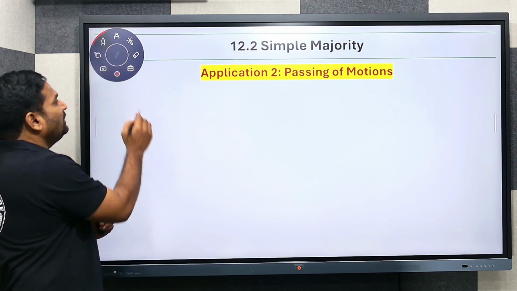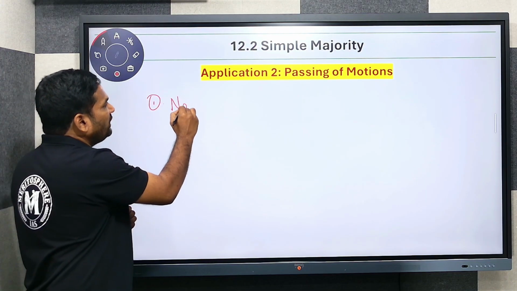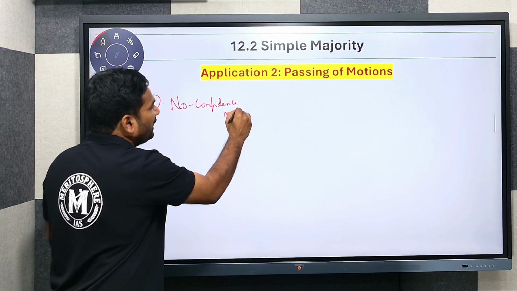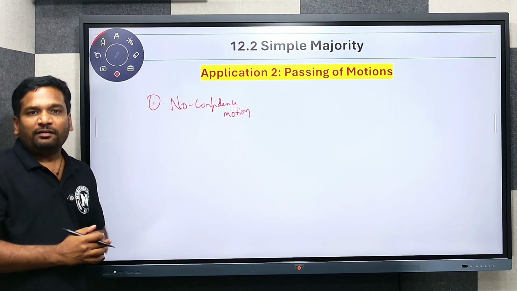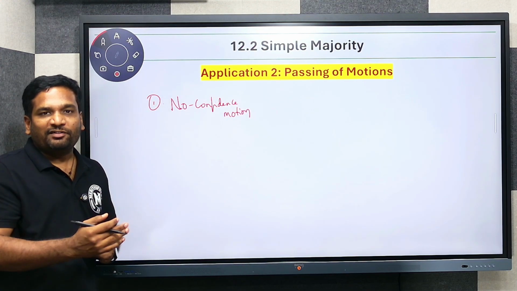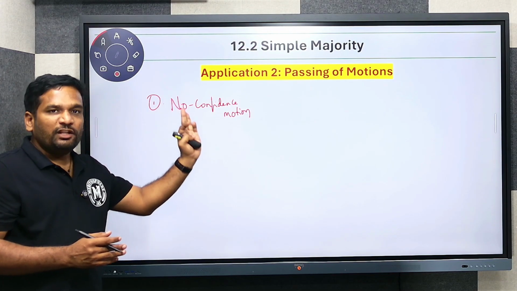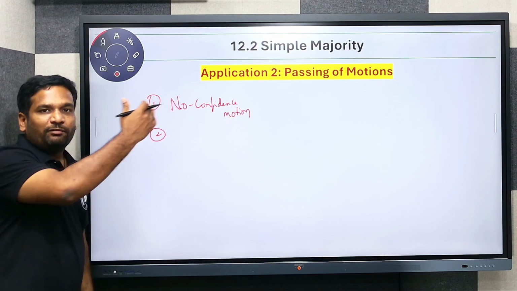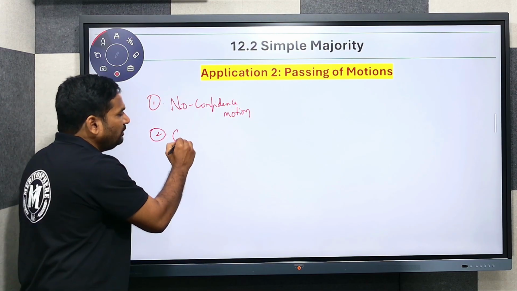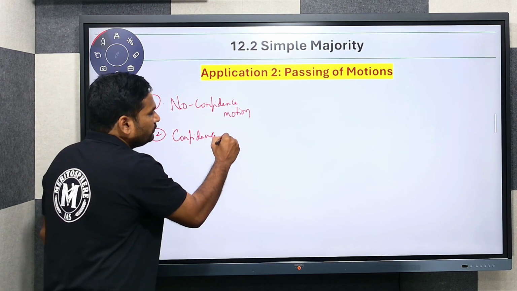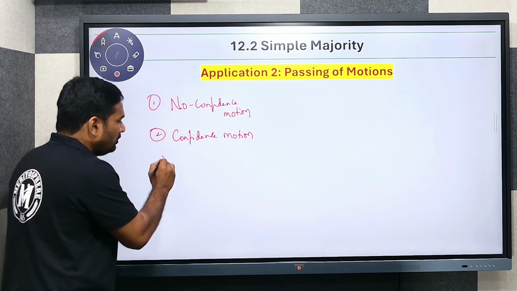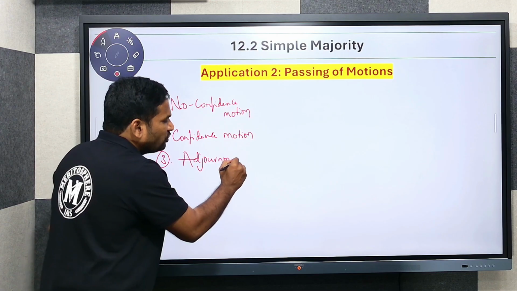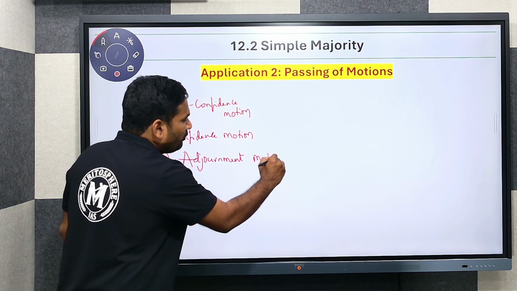There are several motions, such as the first one, the no confidence motion. What these motions are, we are going to discuss in detail in volume 2 under the Indian Parliament section. If we continue discussing all these motions here itself, the length of the video will be very long, and we will divert from our original discussion. No confidence motion, confidence motion, adjournment motion, and censure motion.